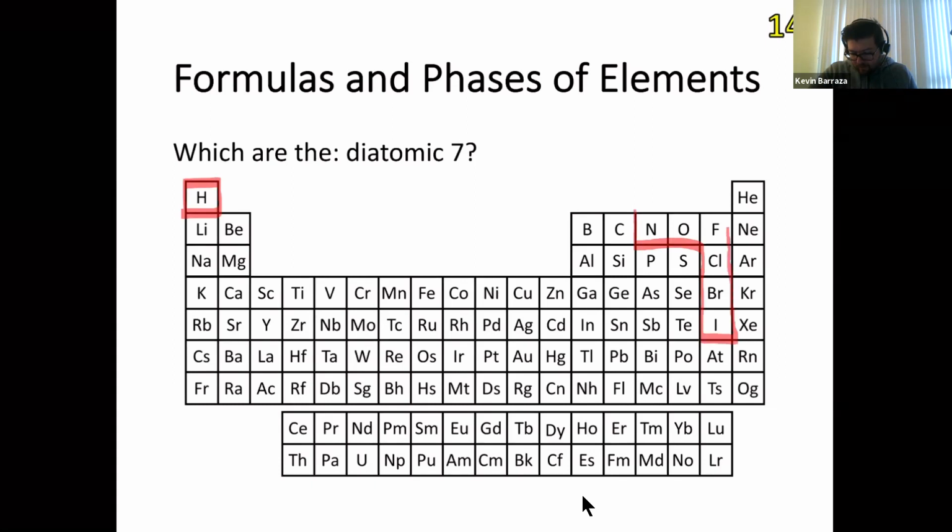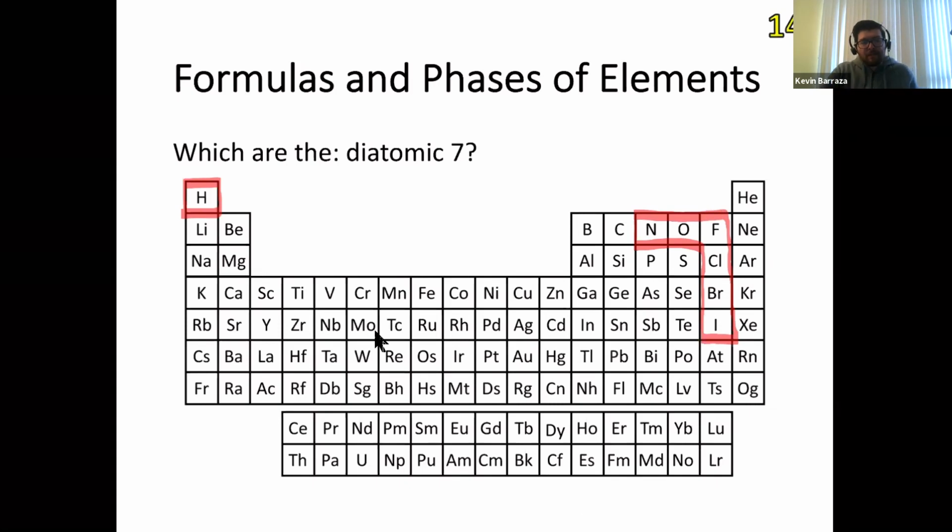Nitrogen, oxygen, fluorine, chlorine, bromine, iodine. Have no fear of ice for the ice cold beer. If you don't like beer, you can replace it. Ice cold brownies. Ice cold. Brownies probably don't taste good ice cold, but I'm sure we could think of a different one.